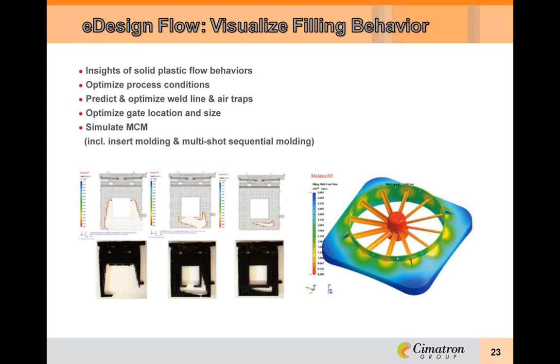eDesign Flow gives you accurate insight into solid plastic flow behaviors from a macro view to a micro view, such as fountain flow, inertia effect, and gravity effect. Users can better understand how the solid melt flow progresses, accurately identify where the knit lines are, and examine short shot problems. If more than one gate is used to fill a part, you will see in different colors the material contribution from each gate and where they meet.